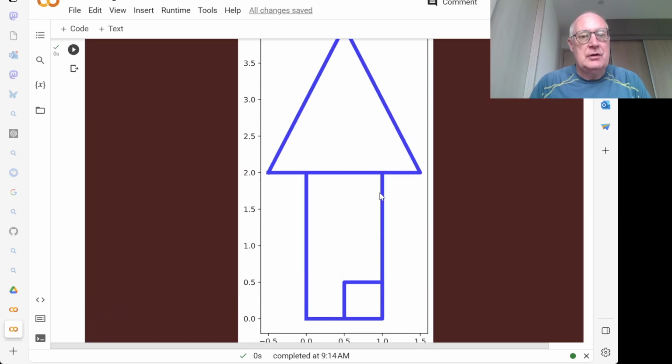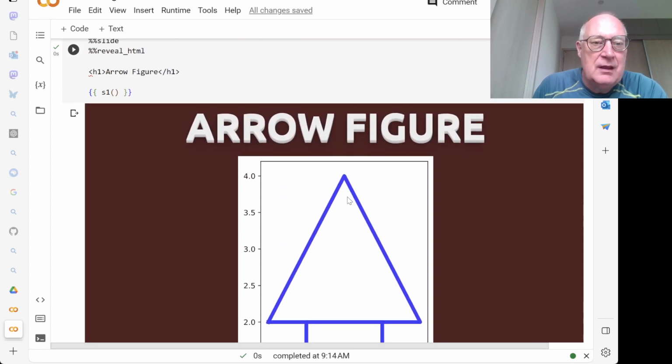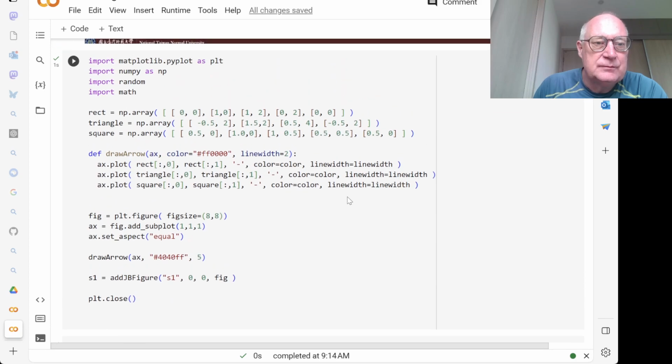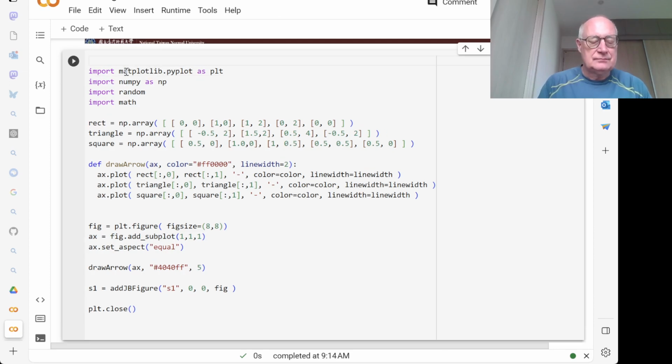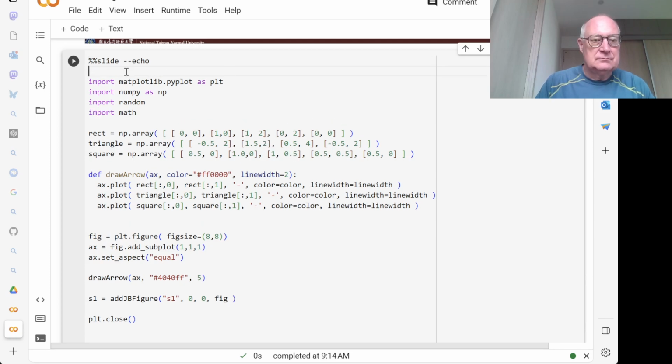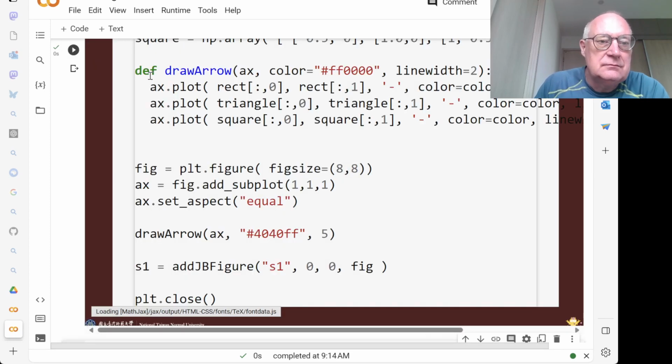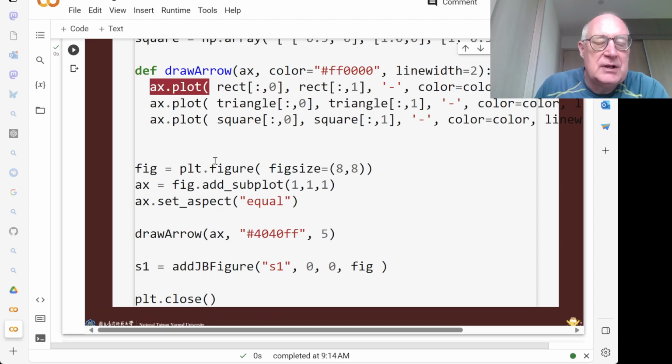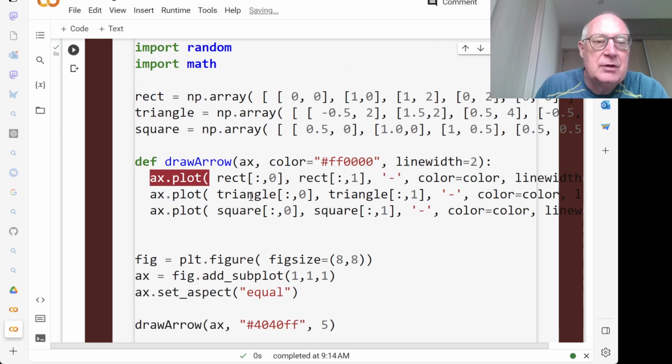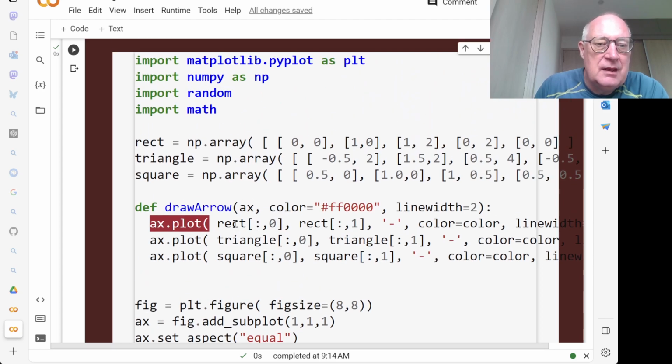Now we're going to start slow, and I'm just going to have this figure here, which is a simple arrow, and we can draw it using matplotlib, using code like this. So we use the plot function of matplotlib, which draws a line. Then we need to draw the rectangle, the triangle, and then the little square.